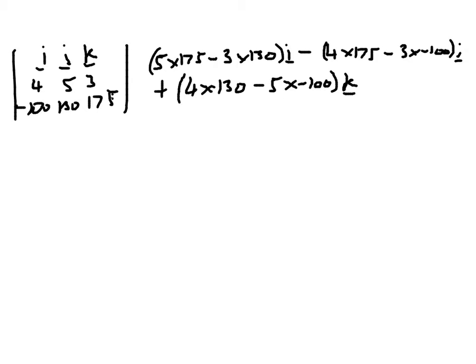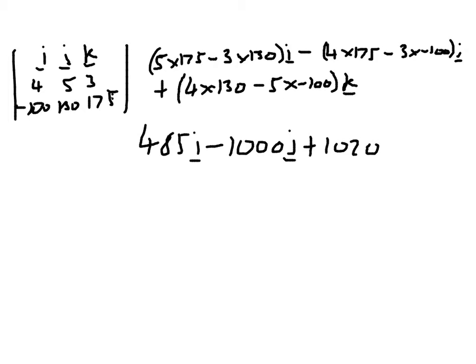So if I put those three components separately into the calculator, I'm going to get 485i minus 1000 j plus 1020 k. That's how you would solve a three-dimensional problem using vectors and using the cross product.